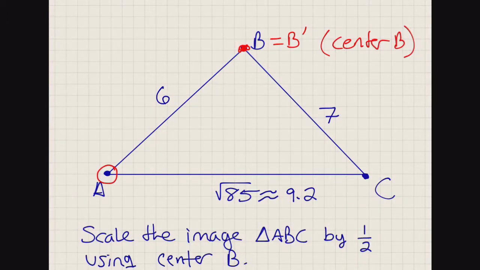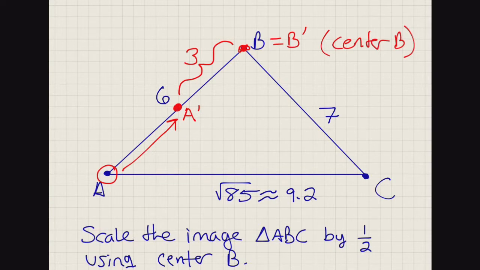Yeah, David. Okay, half the length of 6, so I'm going to go 3 spaces this way. I'm going to put a point here, and I'm going to call this A prime. The distance here is going to be 3.